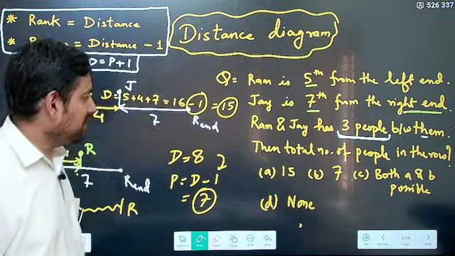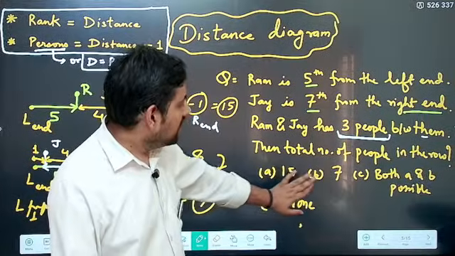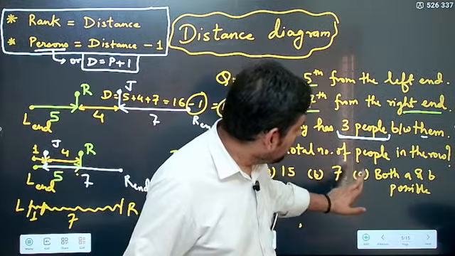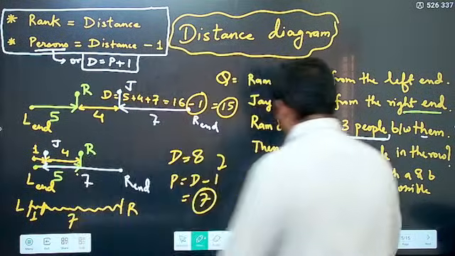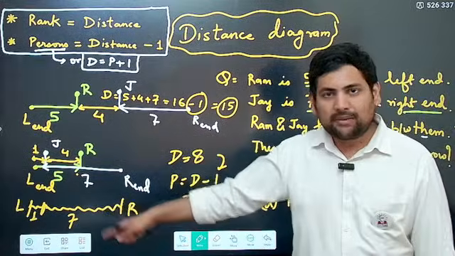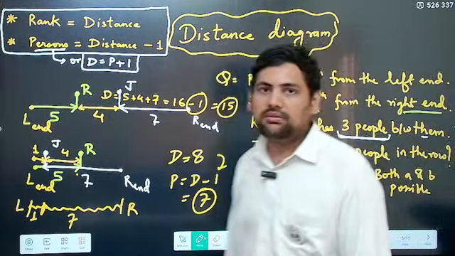Now if you read the option, it says total number of people in the row: 15, wrong; 7, wrong. Okay. Then read the third option. Both A and B are possible. If you are counting the normal case, then you will get 15. If you are counting the overlapping case, then 7. So that is why the answer becomes both A and B are possible.